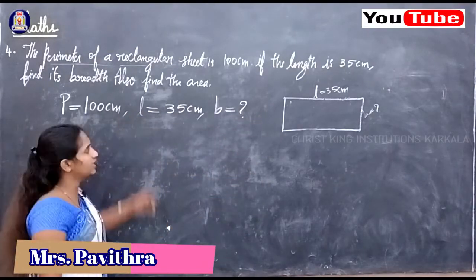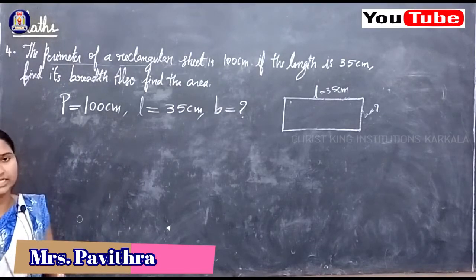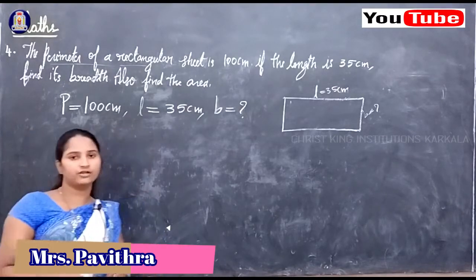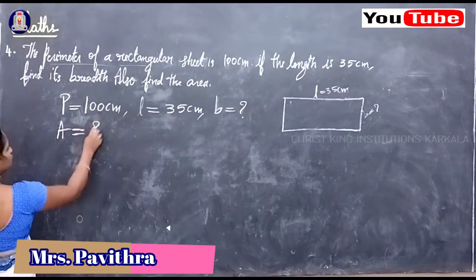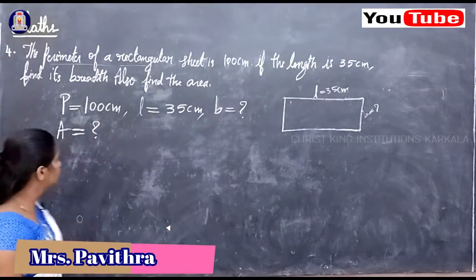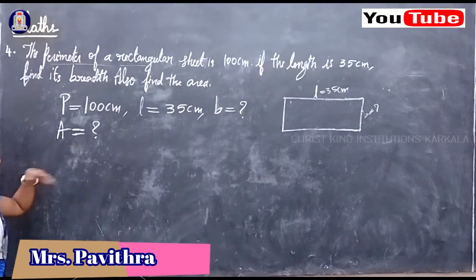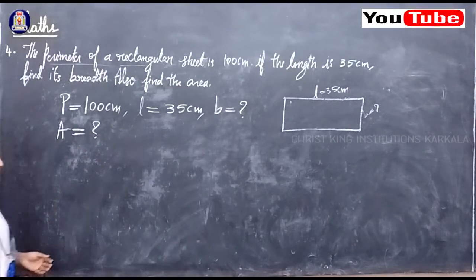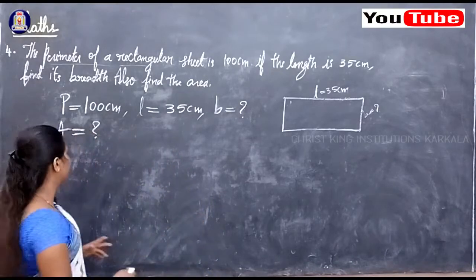So in this question they asked one more, that is the area of the rectangular sheet. You have to find the area of the rectangular sheet. Clear? So we'll write A is equal to question mark, P is equal to 100 centimeter, and area we don't know. You have to find the area. So to find area, you must know what is the length and breadth of the rectangular sheet. Clear? So okay, we'll find now.